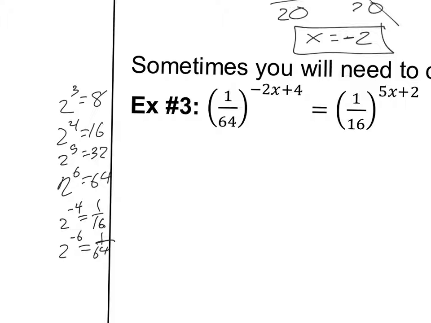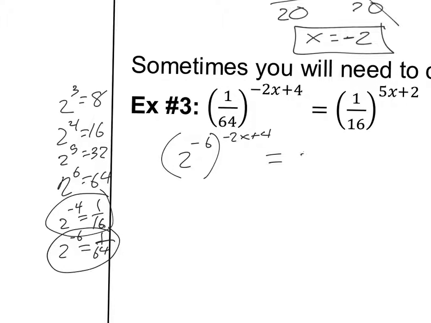I'm going to replace the 1 over 64 with a 2 to the negative 6, because we already said that that's equal. And then I have a negative 2x plus 4 out here, equals, and 1 over 16 can be replaced with 2 to the negative 4, and that's to the 5x plus 2. All right, I need to go ahead and distribute these.